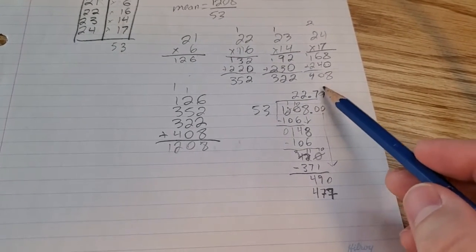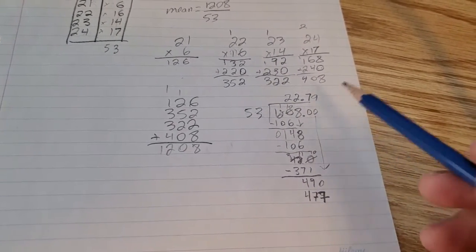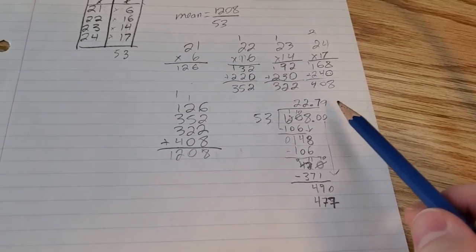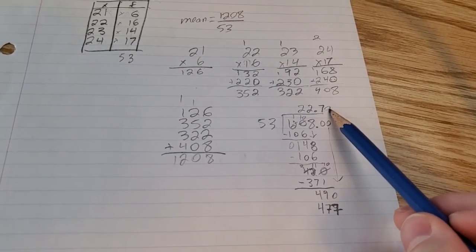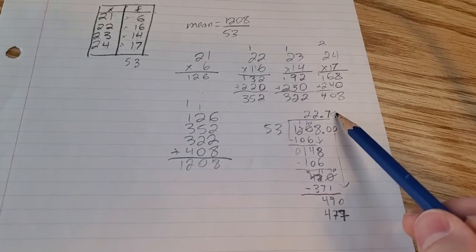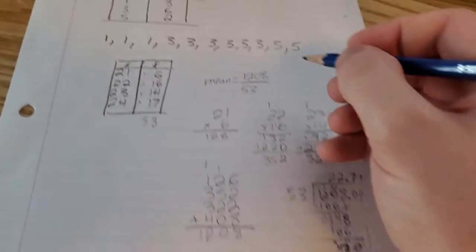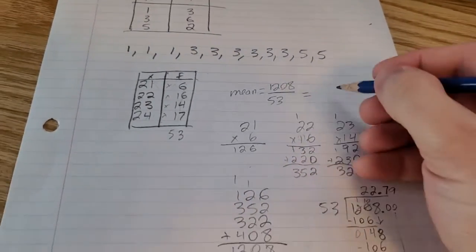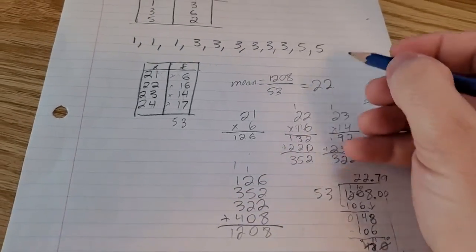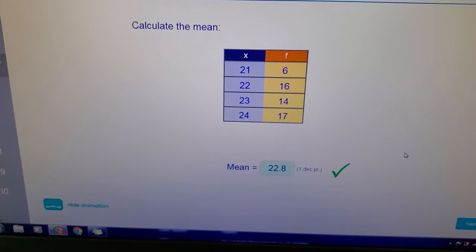But we already know that this 9's here. We don't need to continue this because the question said to only go to 1 decimal place. Now this 9 is bigger than 5, so that means it's going to cause this number to round up. So our mean that we have here is going to be 22.8. So that's what our answer is.